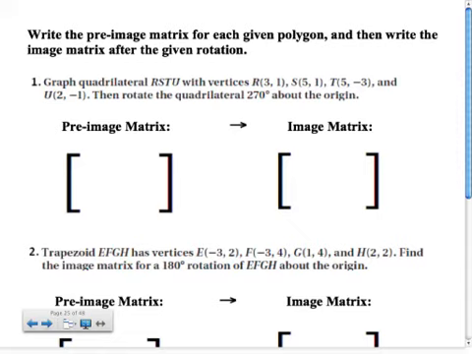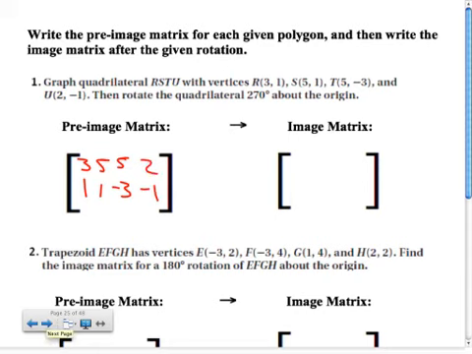I'm going to do this a few different ways. I'm going to do this using matrices, and then I'll do it using coordinate rules. It says the pre-image matrix, in other words, the matrix before. So you put your quadrilateral in the matrix here: 3, 1, 5, 1, 5, negative 3, and 2, negative 1.